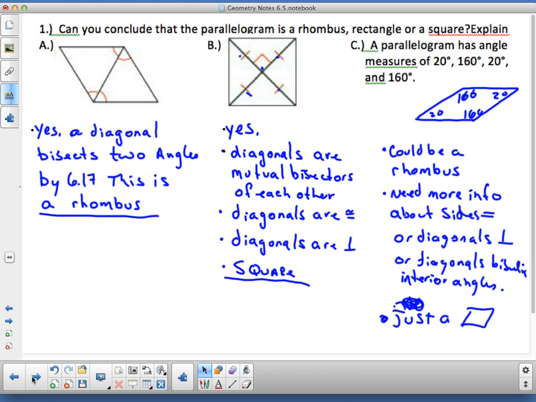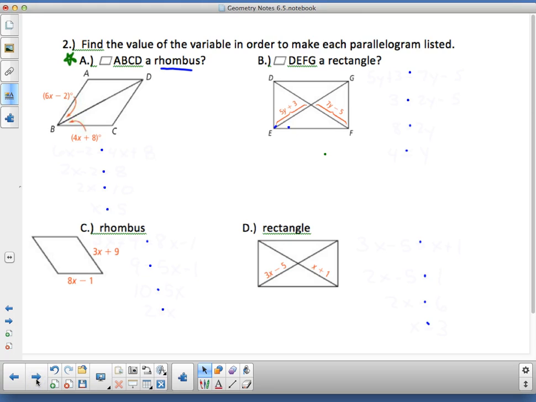Now, here it is. I got 4 questions left. Based on the stuff we've done already, answer A and C first. Let's do A and C first. A and C, and then we'll do B and D. Do A and C first, because let's just stay with the shape.